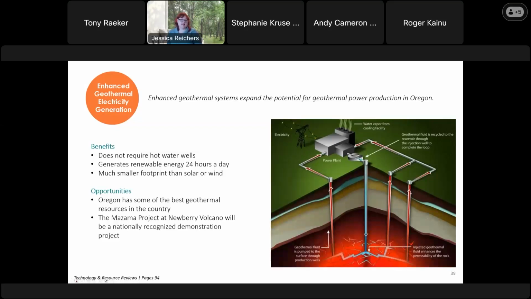This method reduces or eliminates the need to ensure a well has the right water characteristics to create a viable plant. Now, EGS power plants are still relatively expensive compared to wind and solar, but new research may make them a cost-effective source of reliable renewable energy. In fact, as noted in our quiz, we have an EGS demonstration project underway at the Newberry Volcano south of Bend, Oregon. So we're looking forward to seeing what we learn from that project.